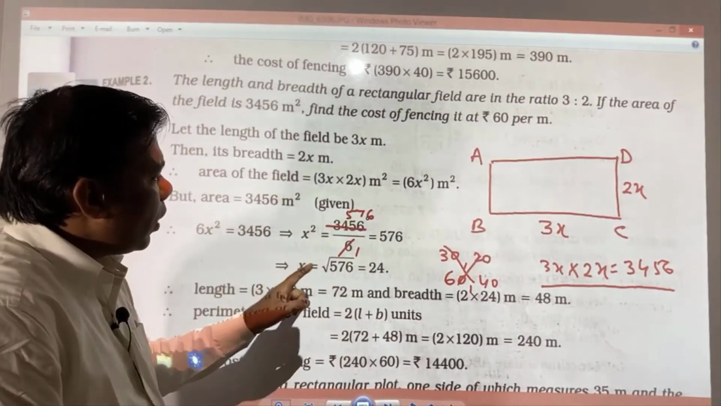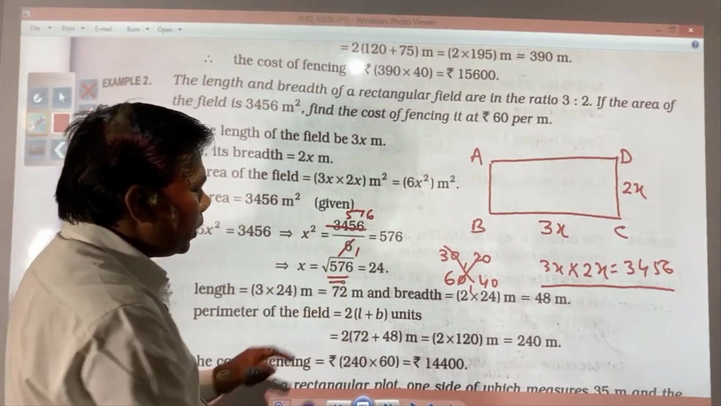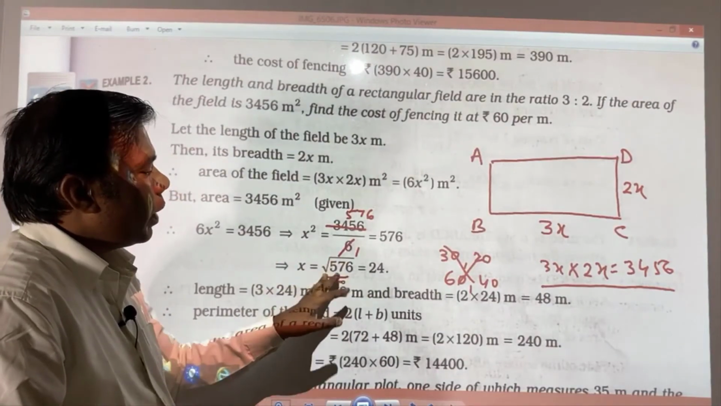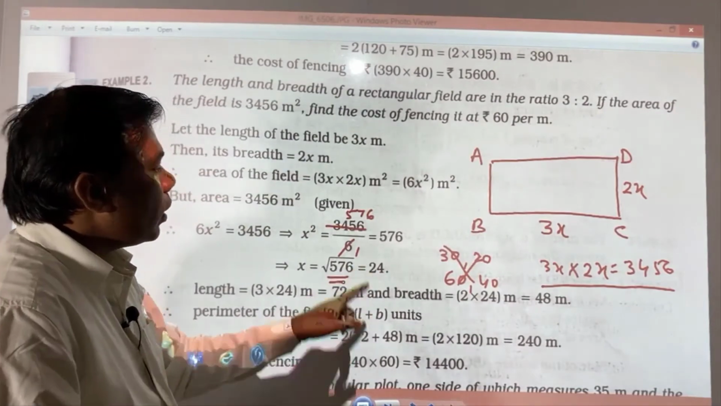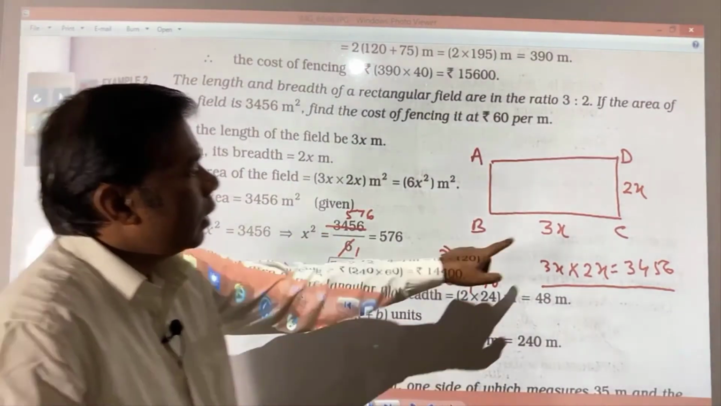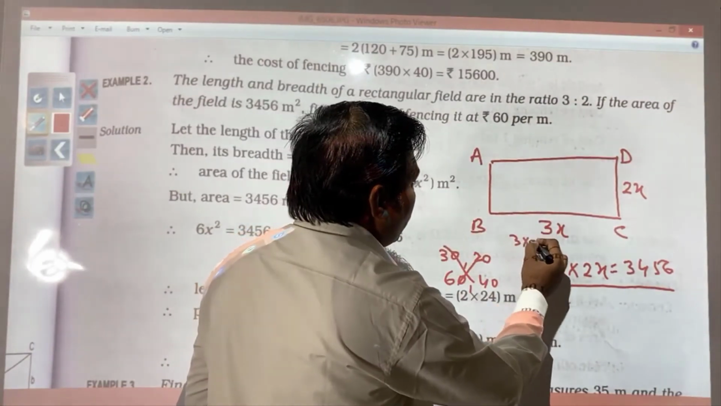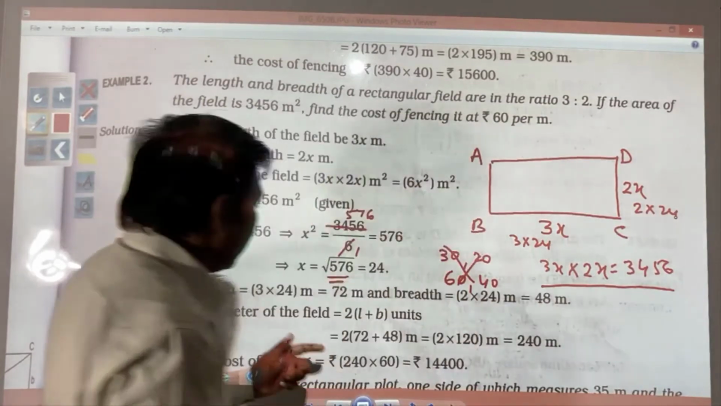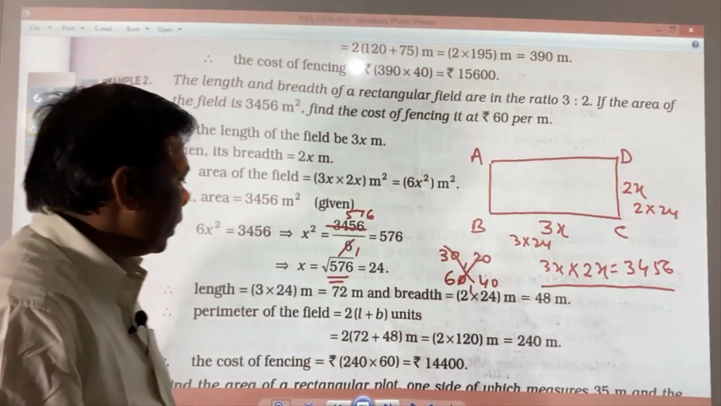So x will be what? Root under 576. You find out the square root of this, either by the division method or by factorizing, and then you will get 24. So x you have got 24, which you had assumed. So length will be 3 into 24, and breadth will be 2 into 24. So length and breadth you can find out: you have got 72 and 48.